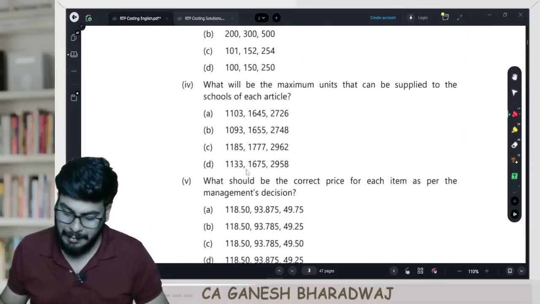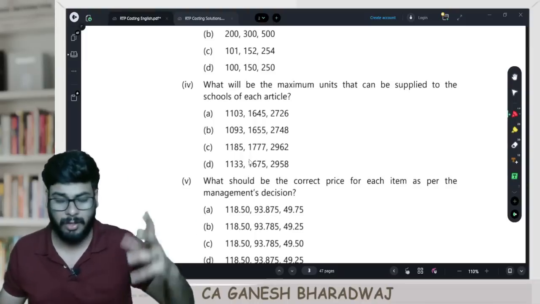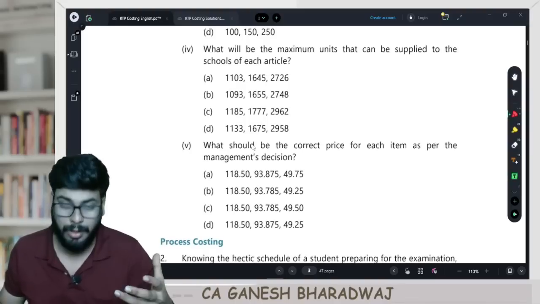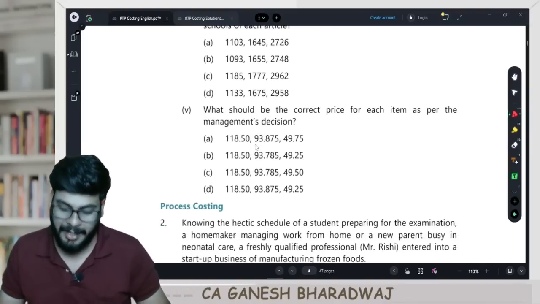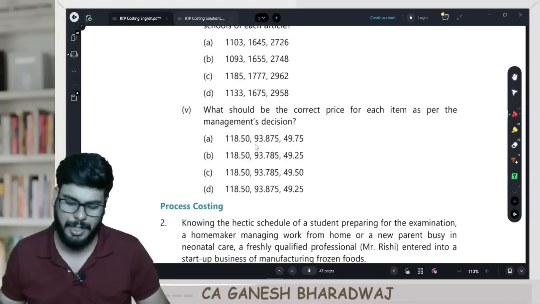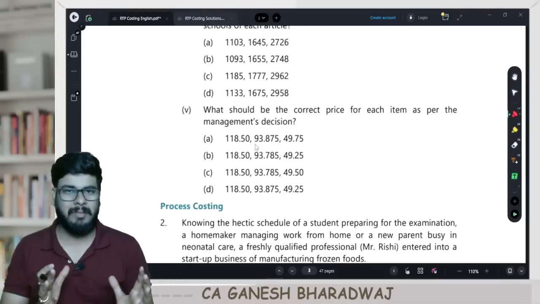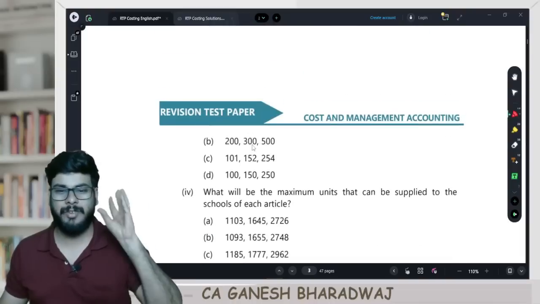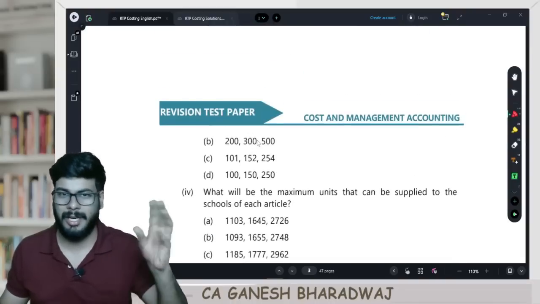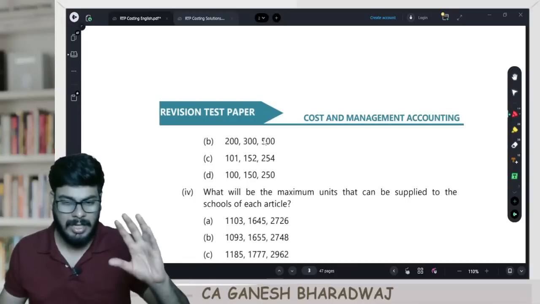What will be the maximum units that can be supplied to the schools of each article? So they are asking for some maximum number of units. Maybe if we read the question, we'll be getting more understanding about this part. Then what should be the correct price for each item as per the management's decision? Okay, so basically there are multiple products, and with respect to that, they are asking for some fixed cost per unit, contribution and all that. So looks like there is some sales mix involved here, multi-product and all. This is what it is.